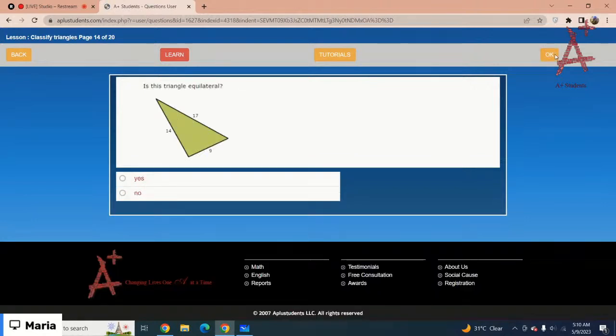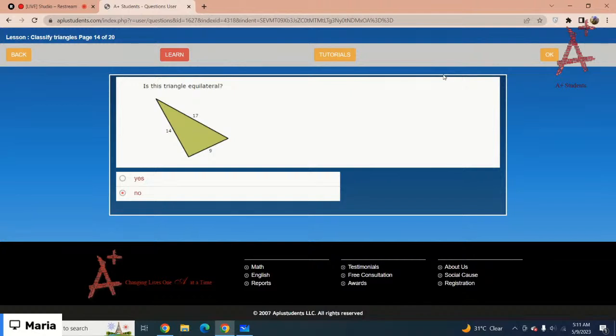Is this triangle equilateral? No, this is not an equilateral triangle. Got it? The answer is no. What is an equilateral triangle? An equilateral triangle is the one that has all three sides equal in measure. This one has all three sides different in measure: 17, 14, and 19. So this type of triangle is known as a scalene triangle. When the triangle has all three sides different in length, it would be a scalene triangle. So this one is not equilateral, it is scalene.